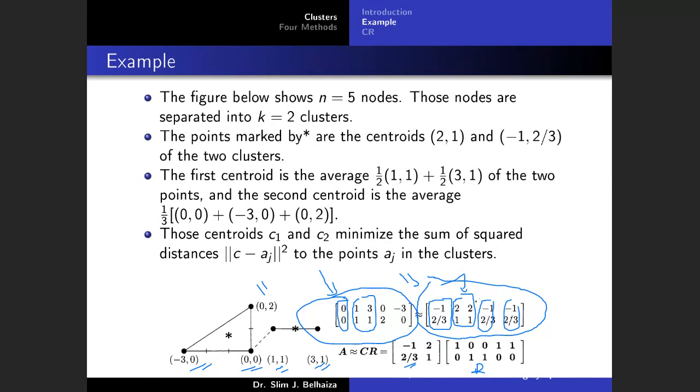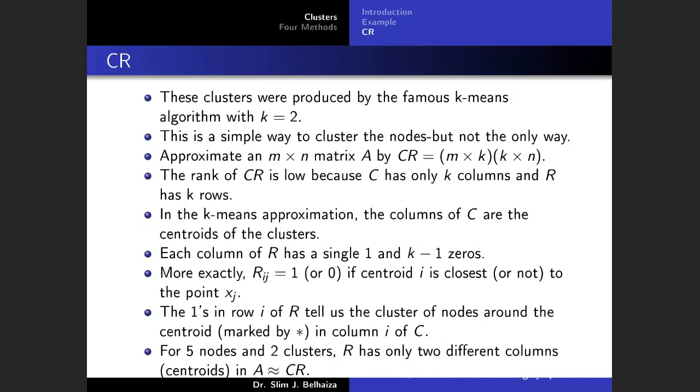It just encodes the fact that the point 0, 0 belongs to the cluster with centroid -1, 2/3. And the next one is telling you that the point 1, 1 belongs to the cluster with centroid 2, 1. Got it? Okay. So this was obtained by the K-means algorithm.